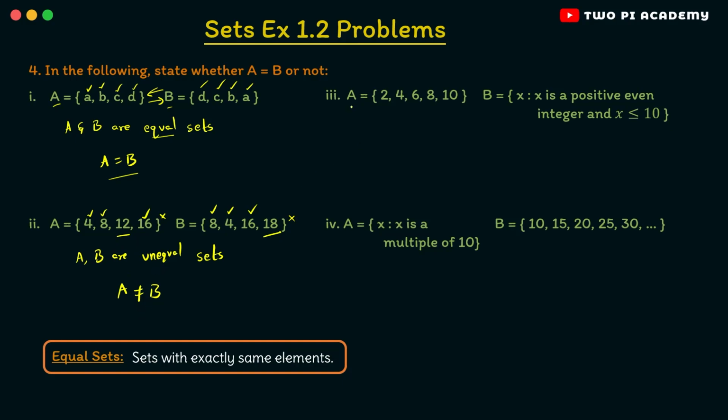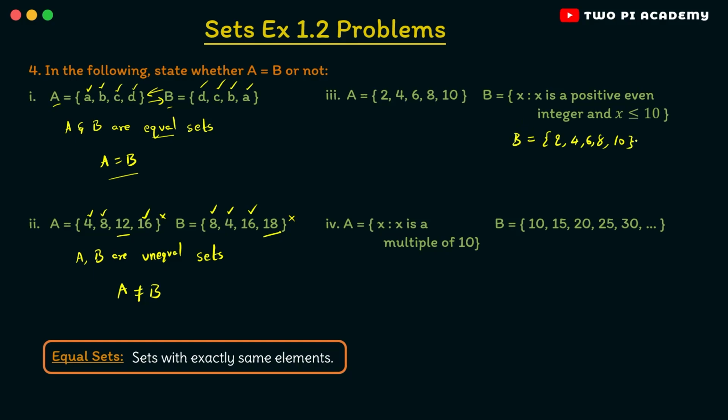So the third one, capital A is the set of 2, 4, 6, 8, 10, and capital B is the set of all x such that x is a positive even integer and x is less than or equal to 10. Positive even integers start with the number 2 and then we have 4, 6, 8, and it is less than or equal to 10. So you can include 10 as well. So this is the roster form representation of the set.